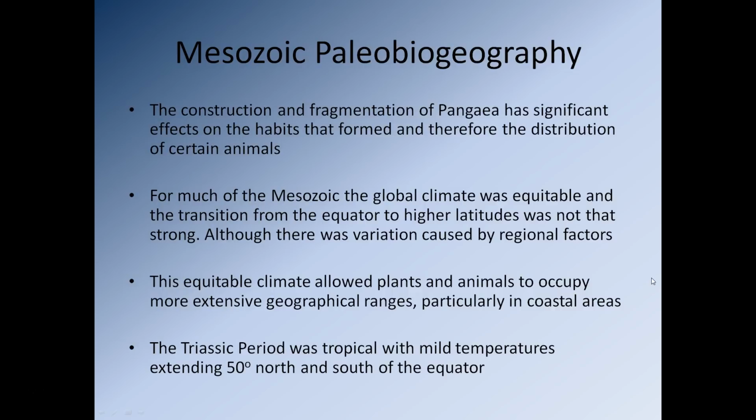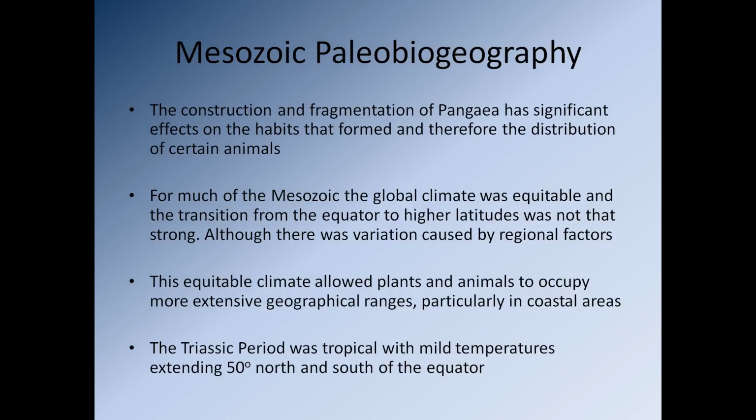So what about Mesozoic paleogeography? Paleobiogeography, sorry. So the construction and fragmentation of Pangaea had significant effects on the habitats that formed and therefore the distribution of certain animals during the Mesozoic. For much of the Mesozoic, the global climate was relatively equitable, and the transition from the equator to the higher latitudes was not that strong, so the temperatures at the high latitudes were actually surprisingly warm. Although there was some variation caused by regional factors, things like mountain ranges which would affect how the air in the atmosphere moved, on the whole, the climate was relatively stable, relatively homogeneous.